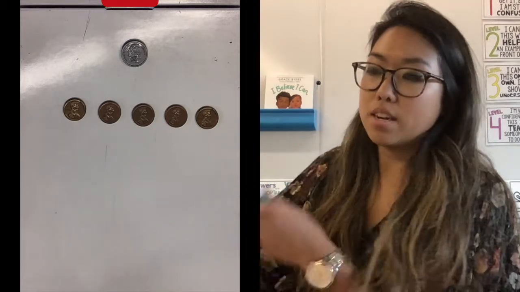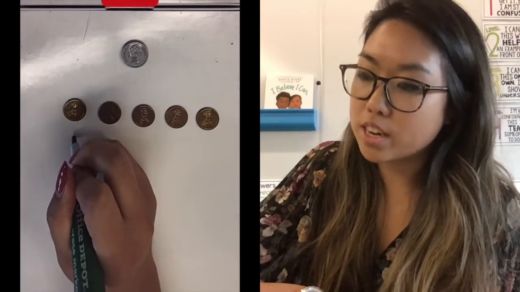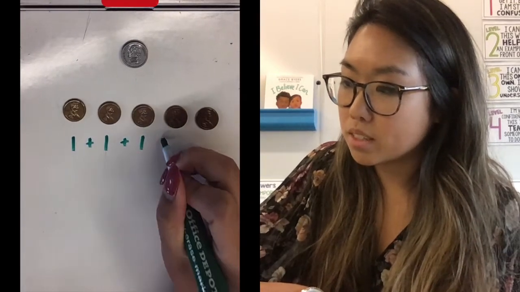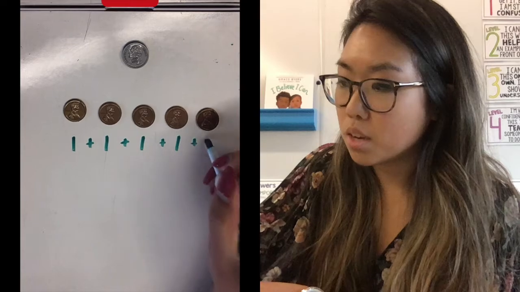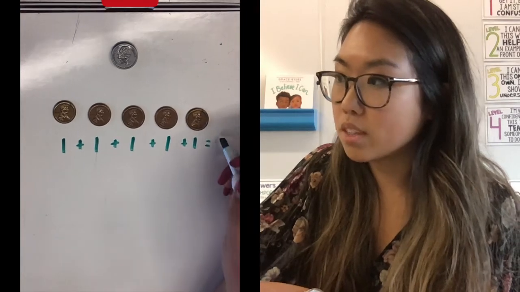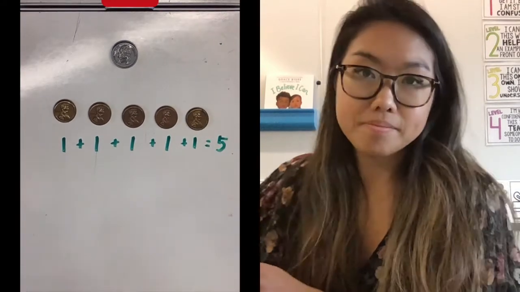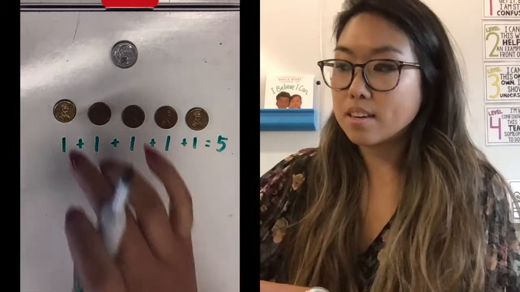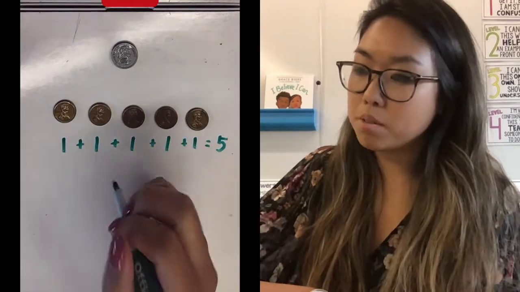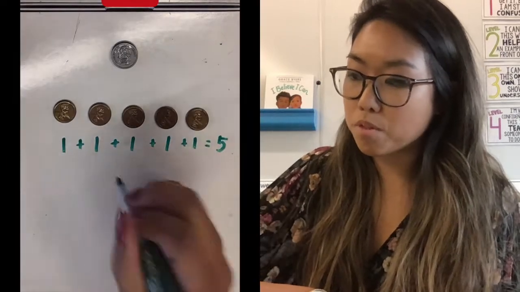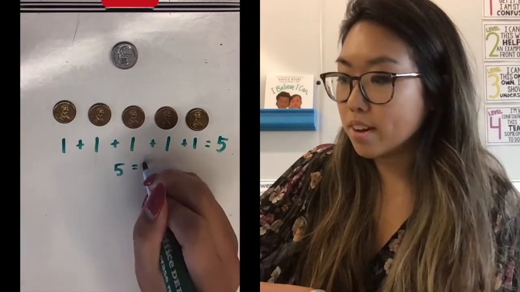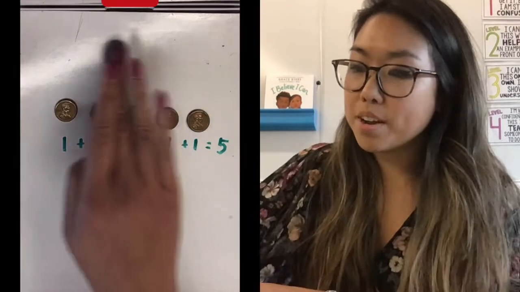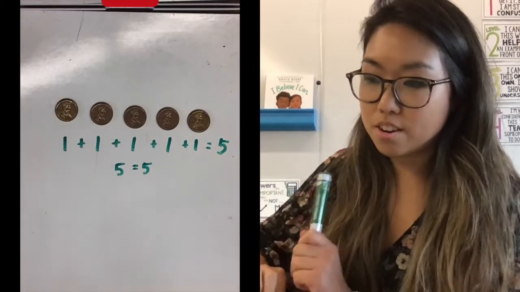When I write a repeated addition equation, I can write 1 plus 1 plus 1 plus 1 plus 1 equals 5. Because I only have pennies, I could write another one, but it would just be 5 for 1 row equals 5, which is also true. So that would work. But what if I were to change out this nickel for a dime?